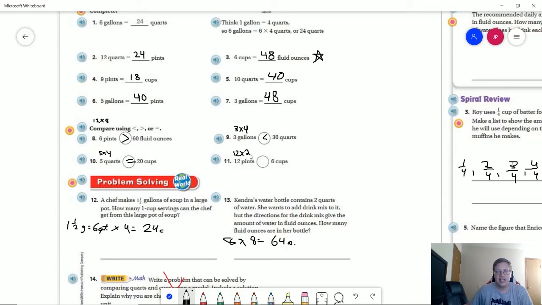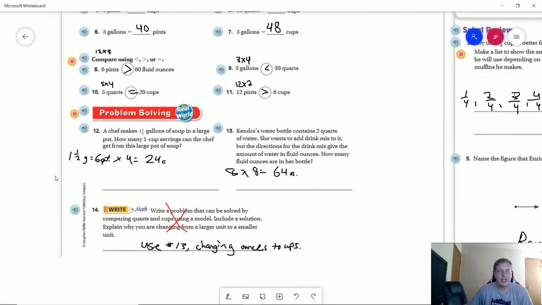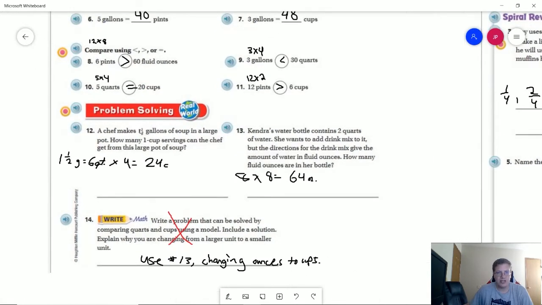And our last one here, number 11, 12 times 2 would give us the number of cups, and that would be 24. So 24 cups in 12 pints would be greater than this. Number 12, so what I recommend to do is change our 1.5 gallons into quarts. So 4 quarts in a gallon, and then our other half gallon would be worth 2 quarts. So 6 quarts times 4 cups in a quart, and that will give us 24 cups.